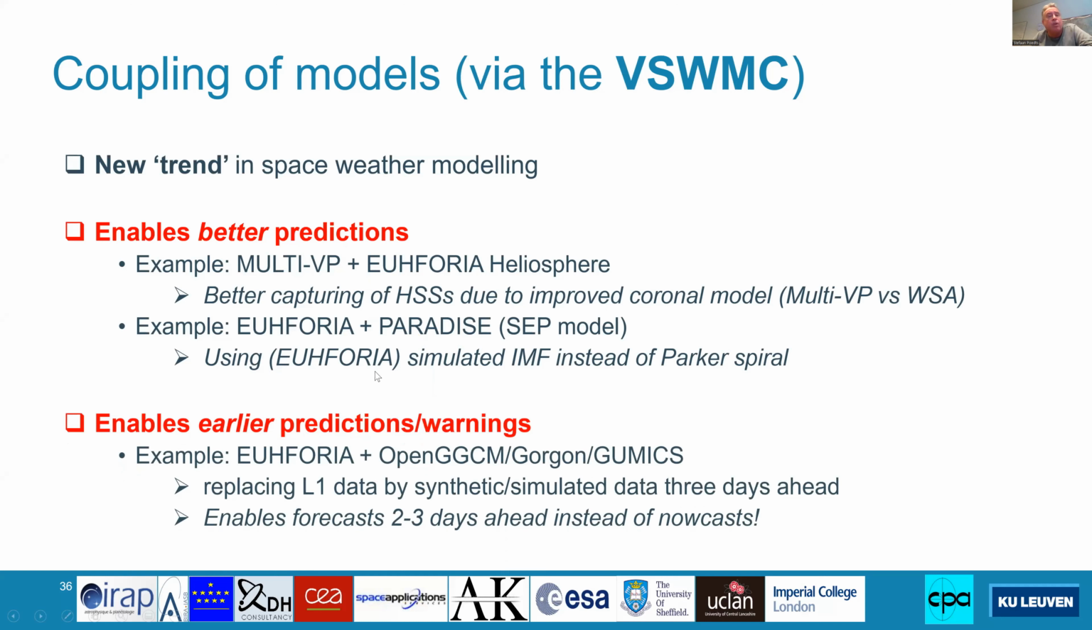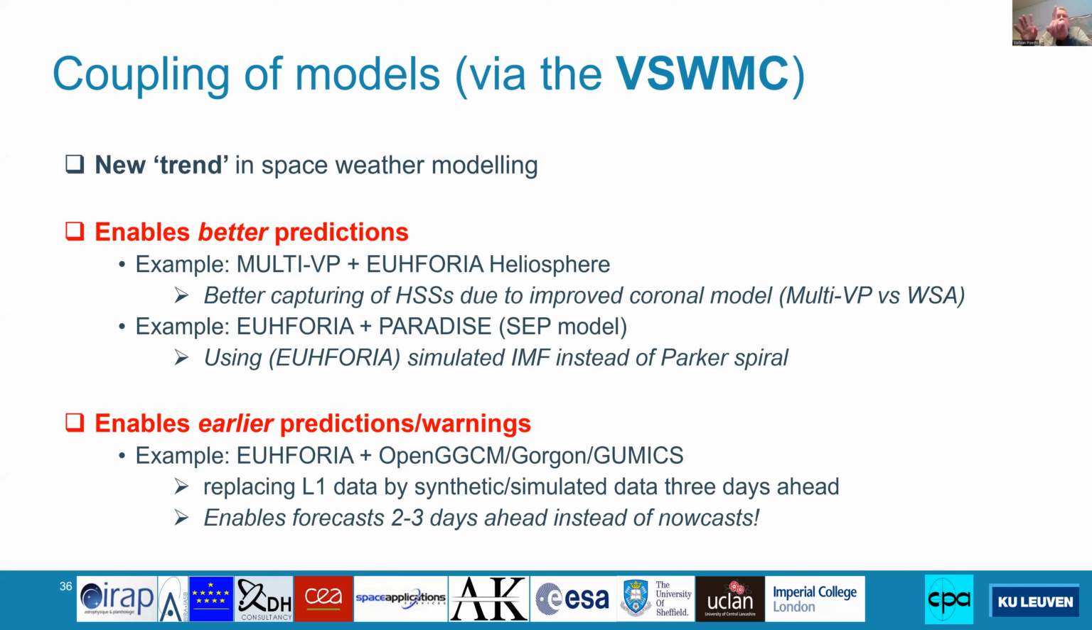It is not only better, but also earlier. So for instance, when you have a magnetosphere model like OpenGGCM or Gorgon or any other model, they usually use data at L1, so measurements at L1, but L1 is just very close to the Earth, right? It's like 1% of the Sun-Earth distance, and so when the shock of the CME arrives there, the storm is going to happen 2 hours later.